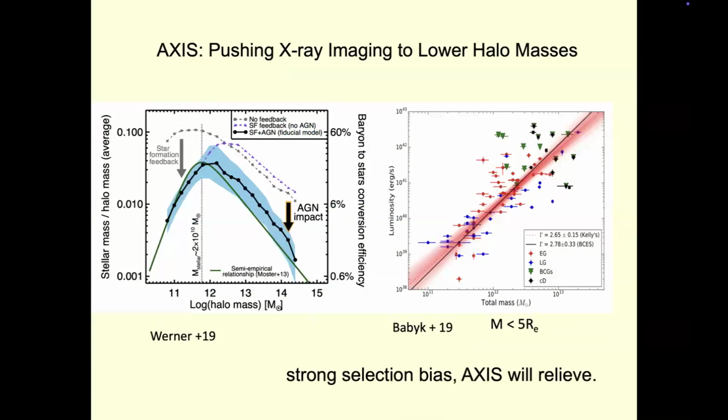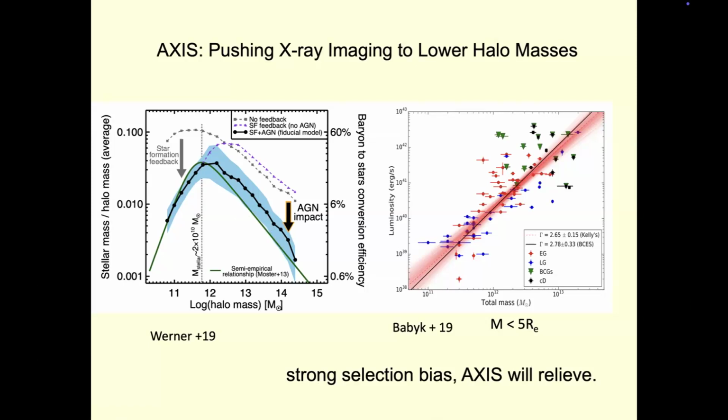So what excites me most, I think, is that AXIS is going to do much of the science that I and others have been doing on rich clusters, and it's going to do it even better than we have. But the big thing it's going to do is allow us to push to lower masses. And this is really important. On the left-hand side, what I show is the ratio of stellar mass to halo mass. It's a famous plot that most of us, I'm sure, have seen.